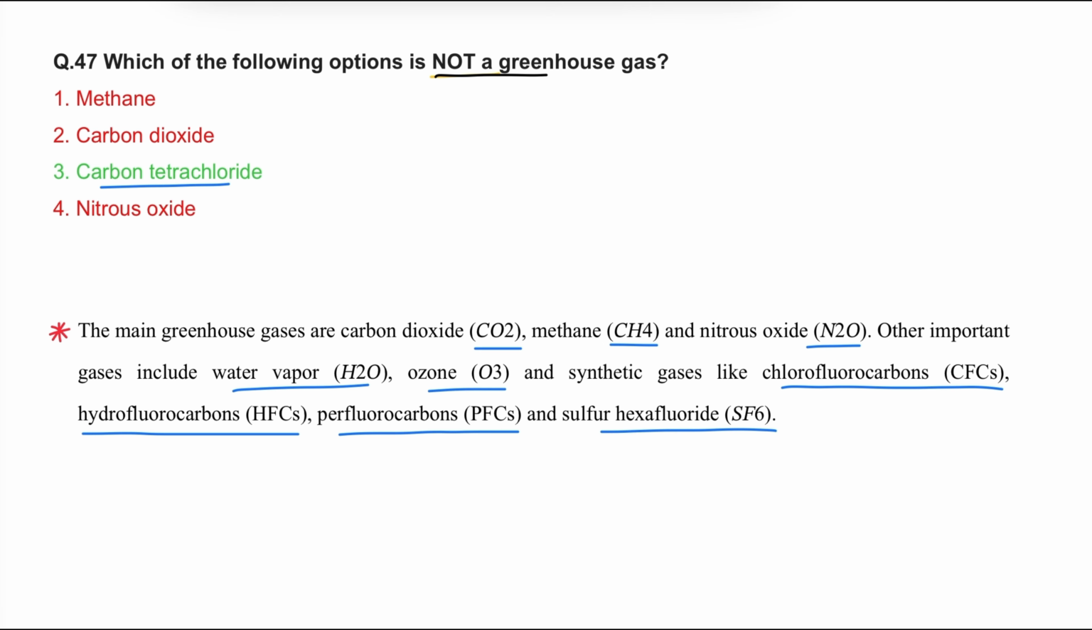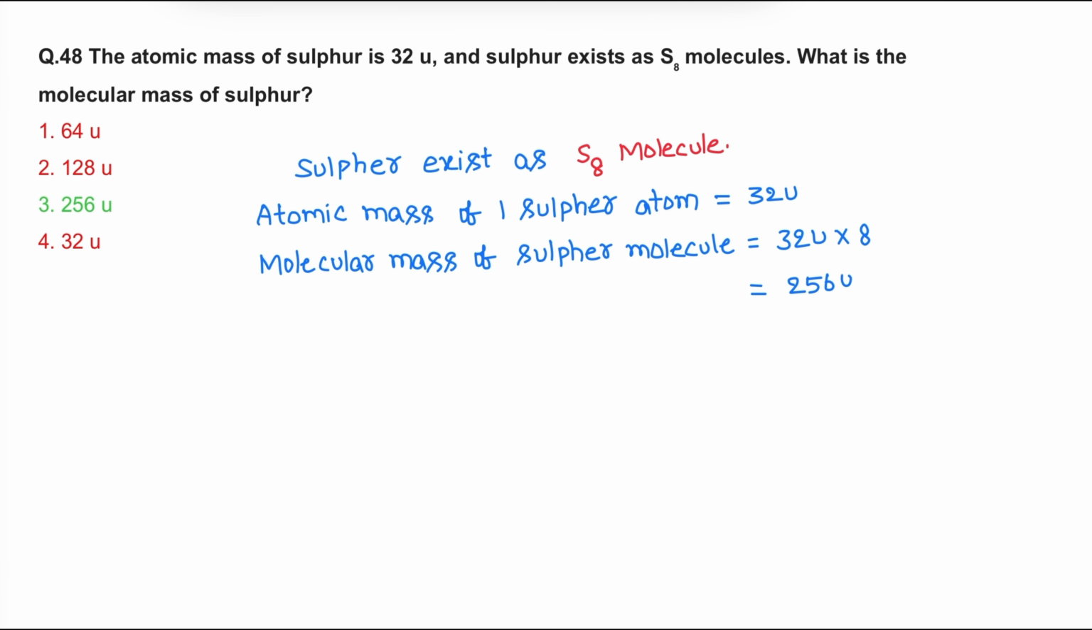tetrachloride. Question number 48. The atomic mass of sulfur is 32 u and sulfur exists as S8 molecules. What is the molecular mass of sulfur? So molecular mass of sulfur is 32 u times 8, that is 256, because sulfur exists as S8 molecules. Correct answer 3.